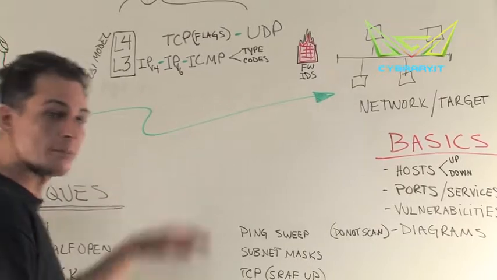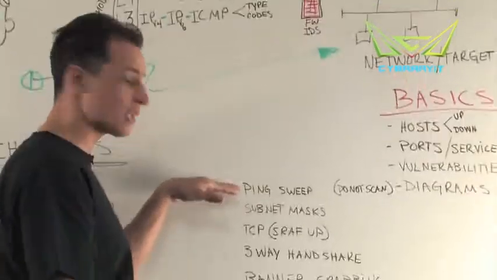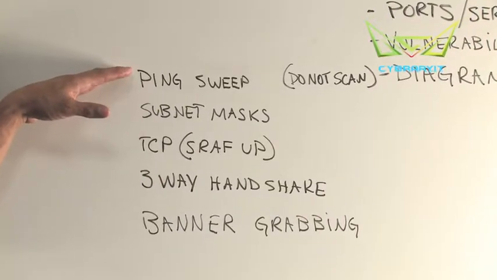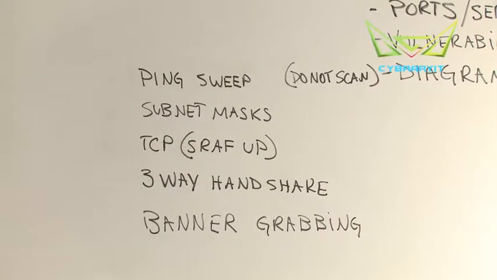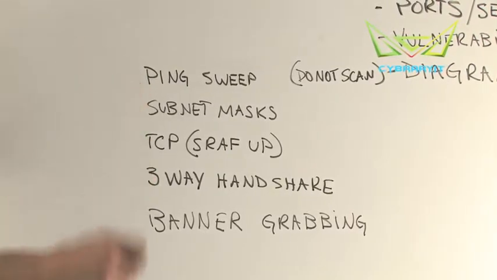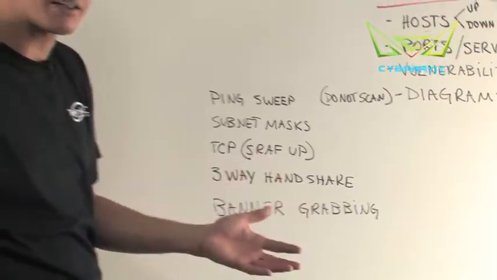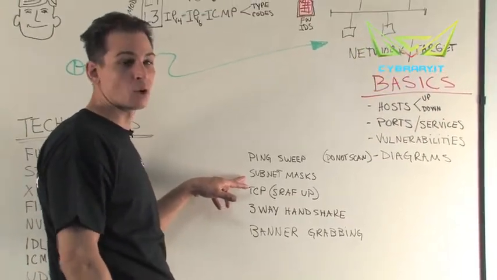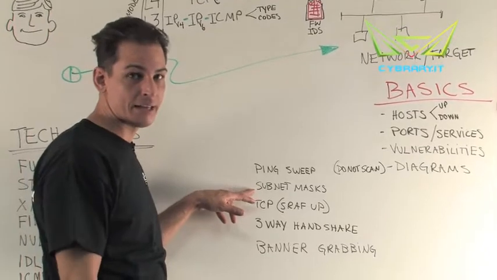Okay, some of the basic techniques that we're going to use is ping sweep. This is where we grab a whole network block or a range of IP addresses, and it's just like walking down the street and knocking on everybody's door. Are you home? Are you home? Seems a little bit repetitive, but basically that's what you're looking for. Okay, and you can use the subnet mask or CIDR notation to facilitate that.